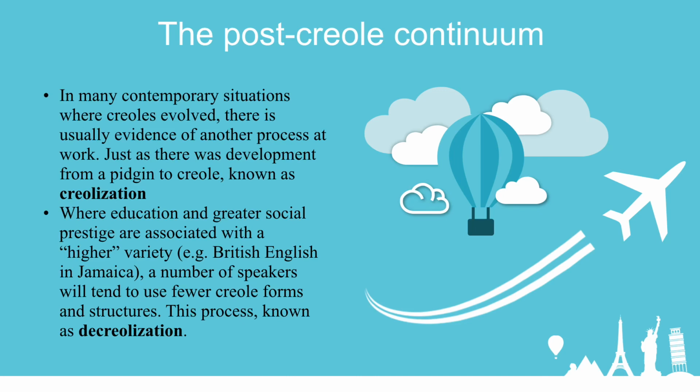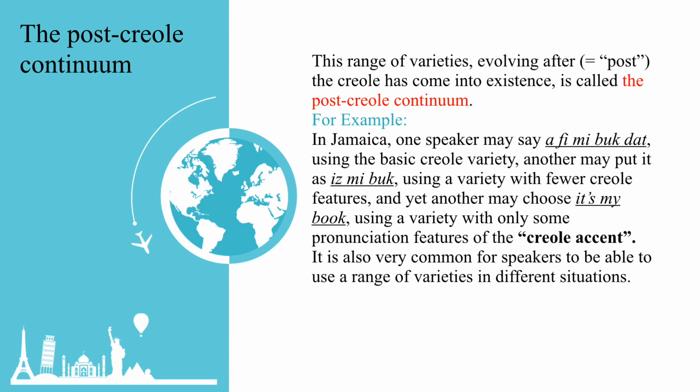Post-creole continuum. In many contemporary situations where creoles are involved, there is usually evidence of another process at work, just as there was development from a pidgin to creole, known as creolization, where education and greater social prestige are associated with a higher variety. For example, British English in Jamaica. A number of speakers will tend to use fewer creole forms and structures, this process known as decreolization. This range of varieties evolving after the creole has come into existence is called the post-creole continuum.